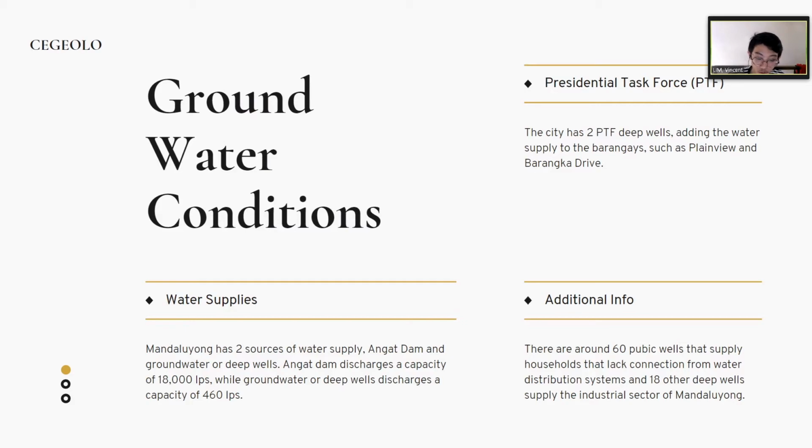Evidently, even though the majority of the water supply comes from Angat Dam, a major part of the city still relies a lot on groundwater, as about 32% of its population depend on dug wells for their water supply.